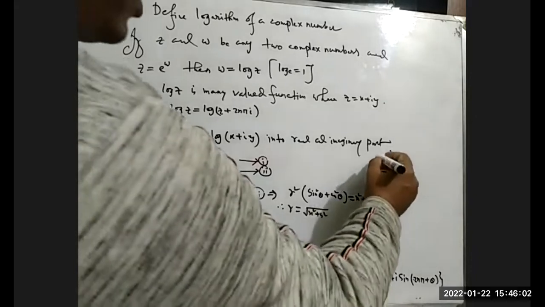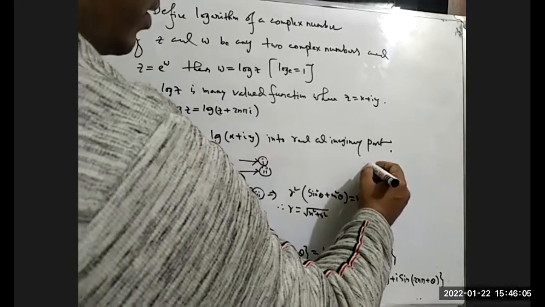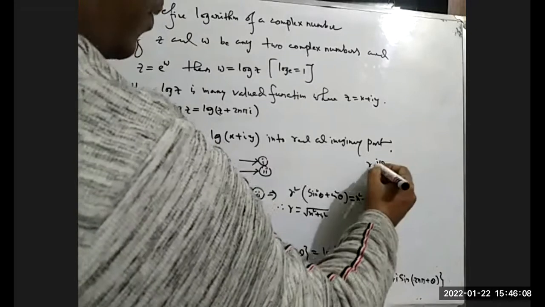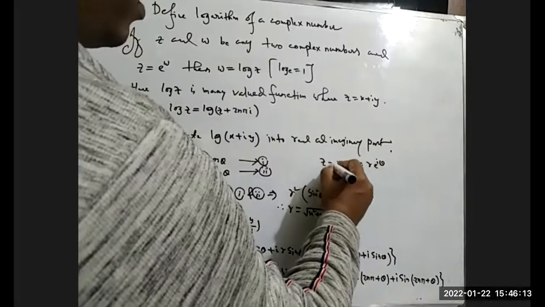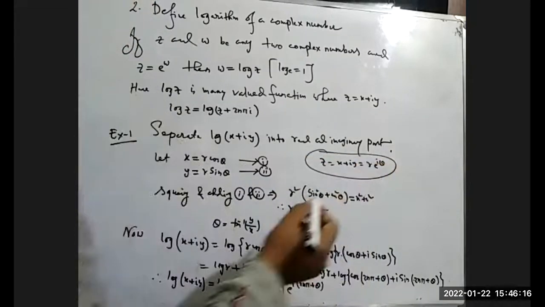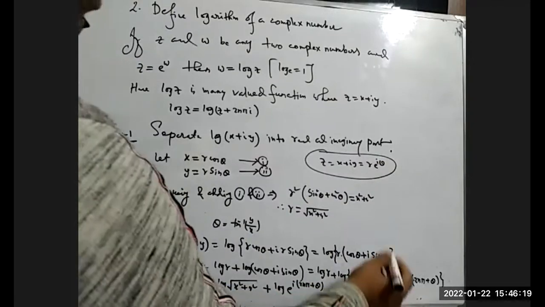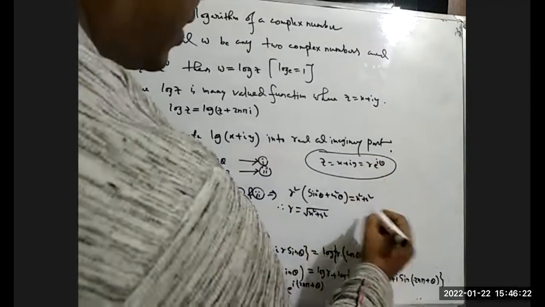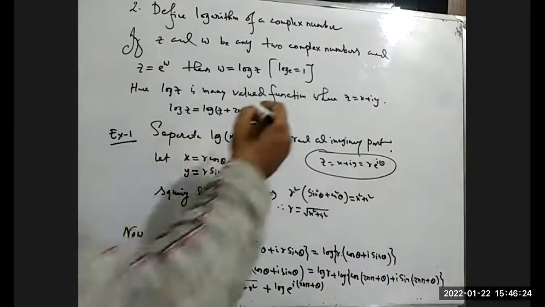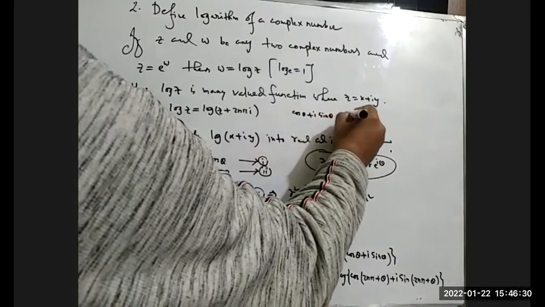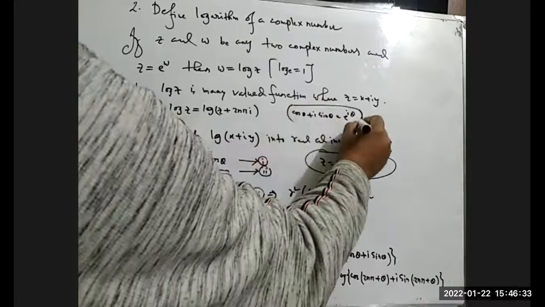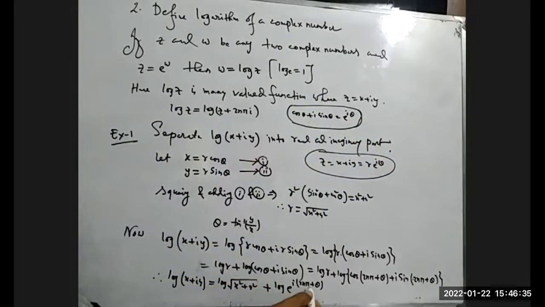Exponential form of a complex number is r e to the power i theta. Cos theta plus i sin theta equals e to the power i theta. Remember it. Using this, theta means twice n pi plus theta. But log e cancels.